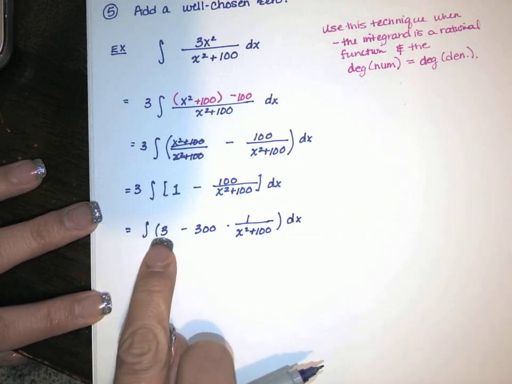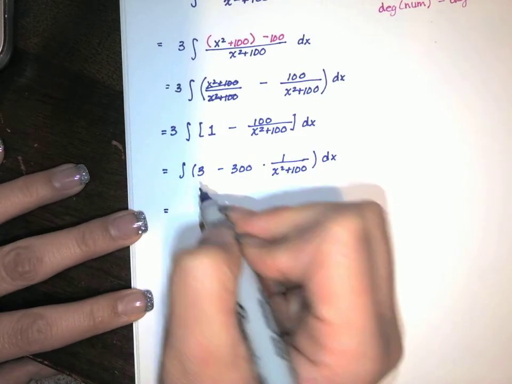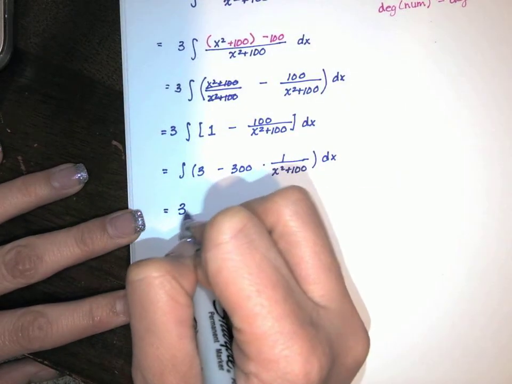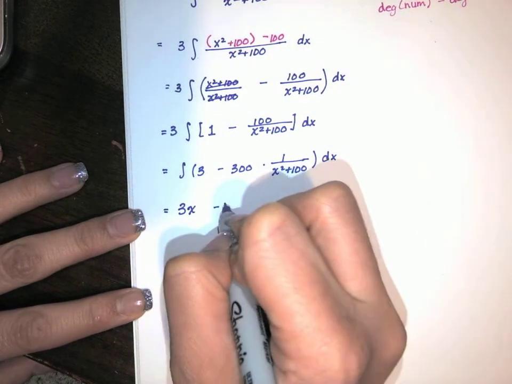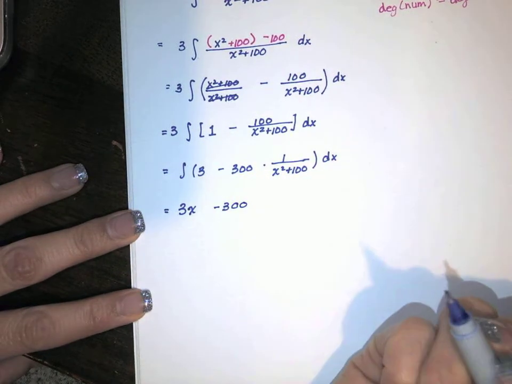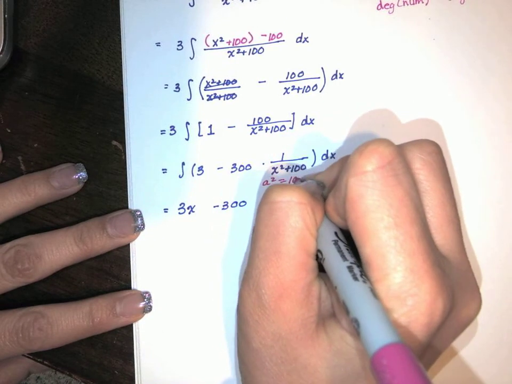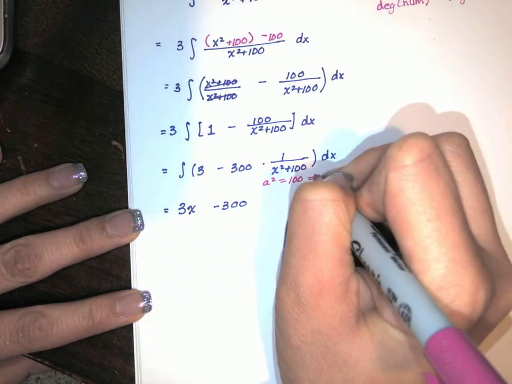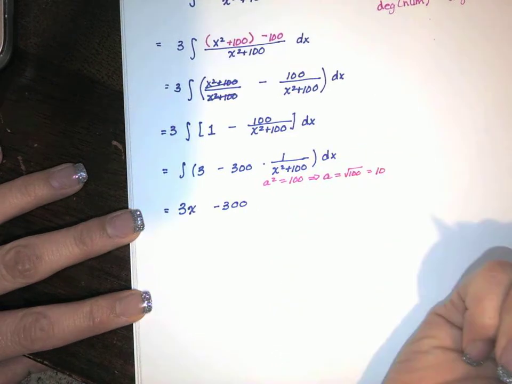So now that looks like a basic rule, and that looks like a basic rule. The antiderivative of a constant is a constant times your variable, which is just x. Then I bring my 300 down. That's my constant. Here, a squared, that's the constant in the denominator, that's 100. So a equals the square root of that, so that's 10.